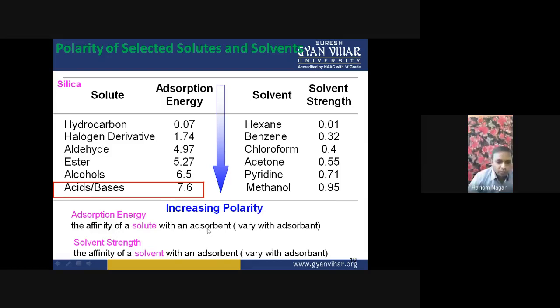So the affinity of a solute with the adsorbent varies with the adsorbent. And this is the polarity order of the solvents. Hexane has the lowest polarity, 0.07, and methanol has the maximum polarity. Methanol has greater polarity than pyridine, acetone, chloroform, benzene, etc.